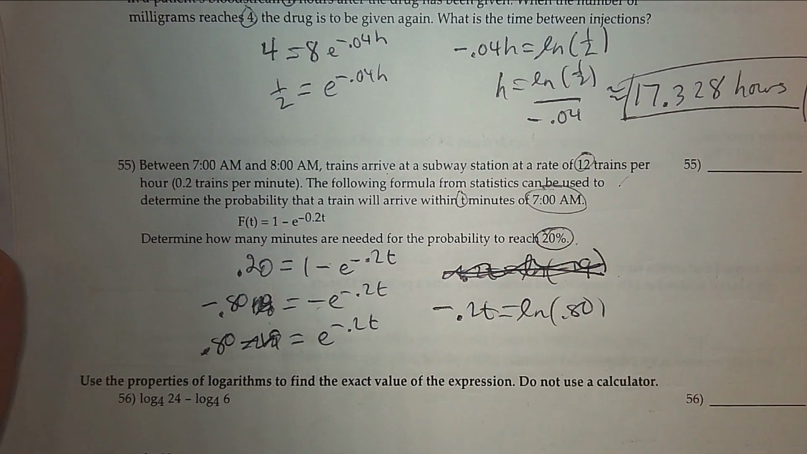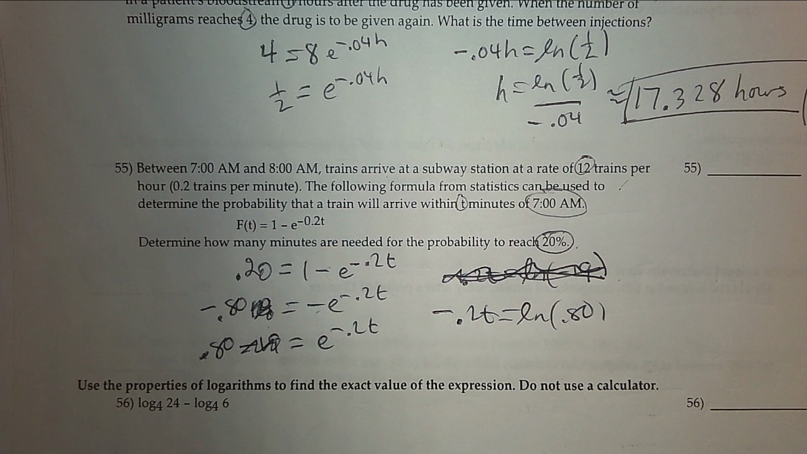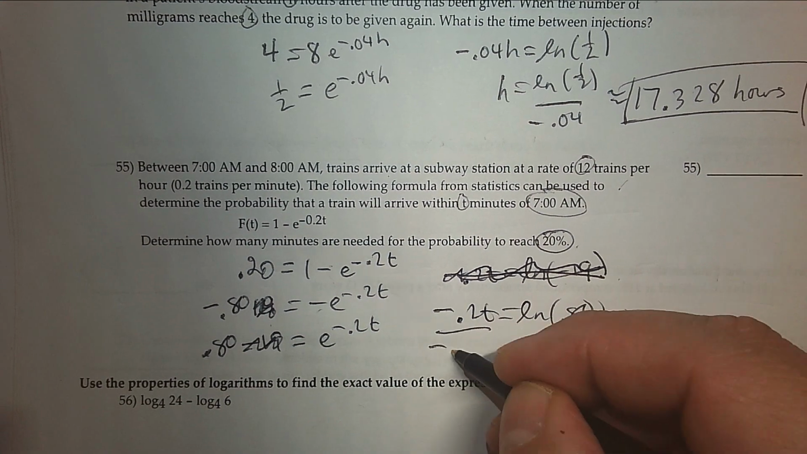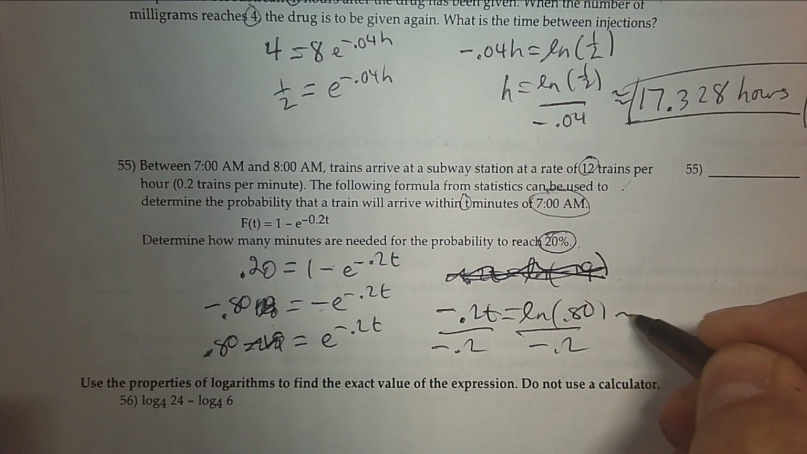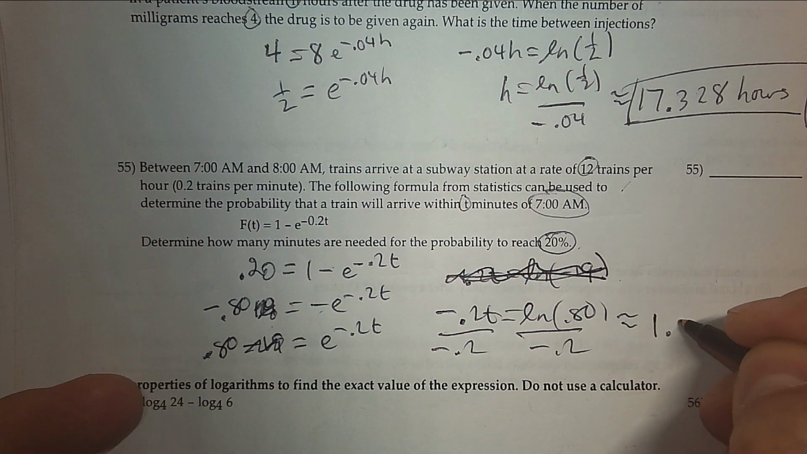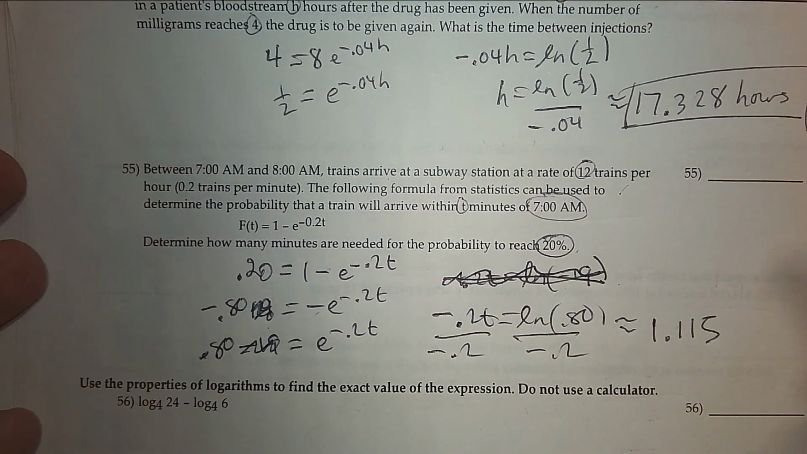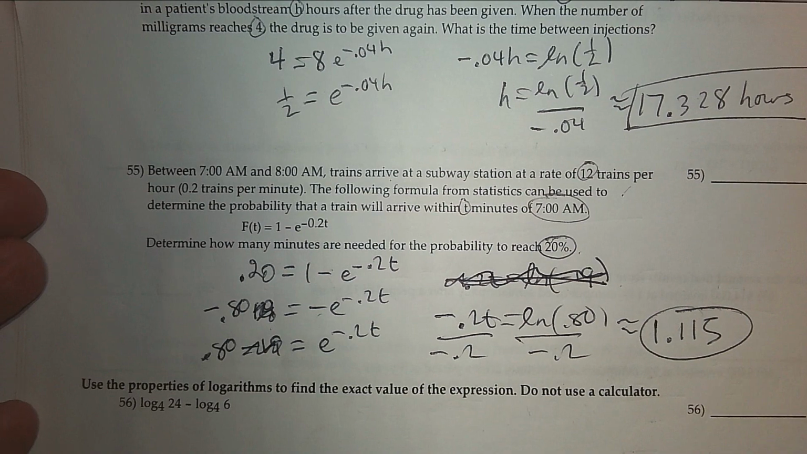It wasn't clear whether to write the decimal as a percent or the percent as a decimal, but the other way, you get an answer that's undefined. All right, and then the last step is to divide by -0.2. So ln 0.8 divided by -0.2. How many minutes are needed for the probability to reach 20%? The answer is 1.115 minutes.